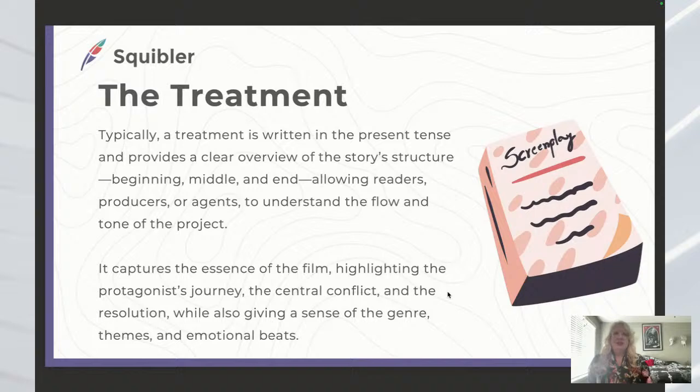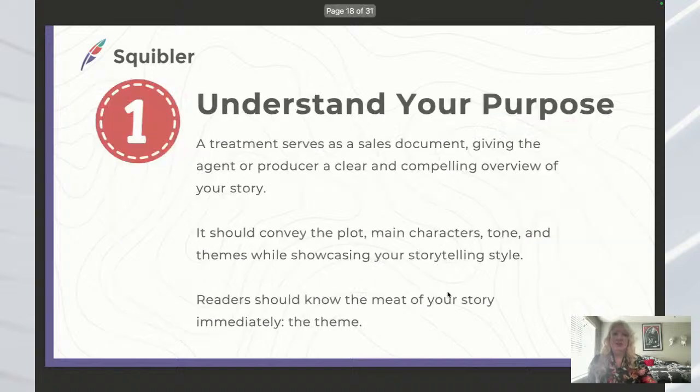The treatment also is going to capture the essential essence of the film. It's going to highlight the protagonist's journey, the central conflict, and the resolution, while still giving a sense of the genre and themes and emotional beats that you would feel if you were watching the film.